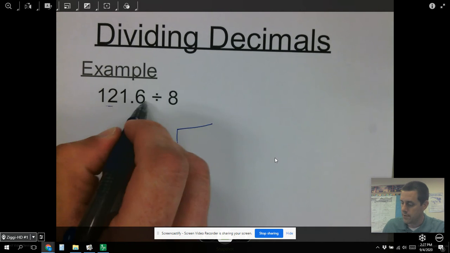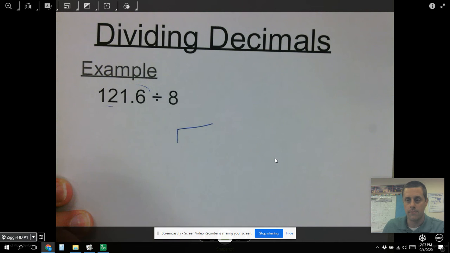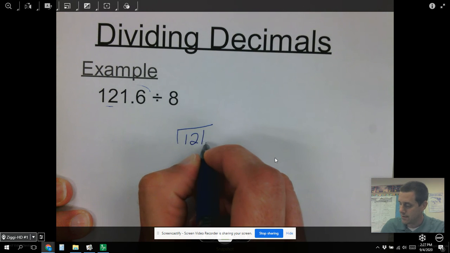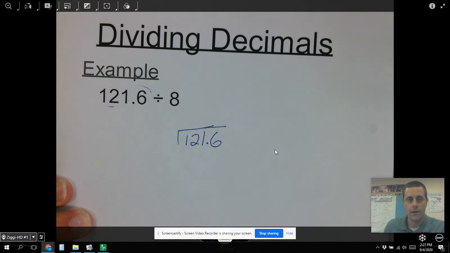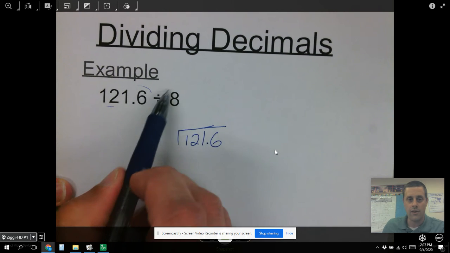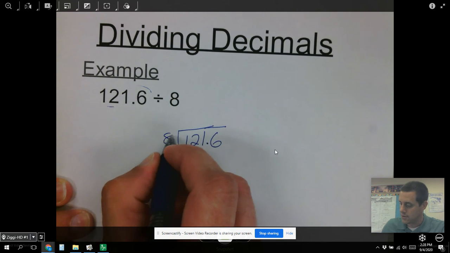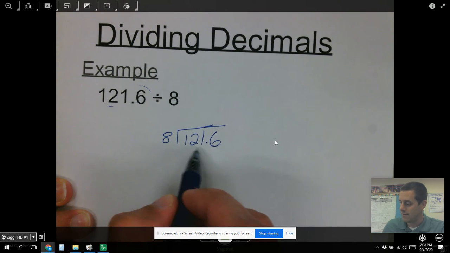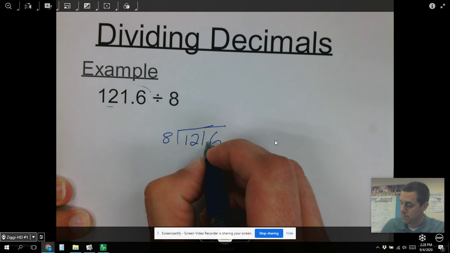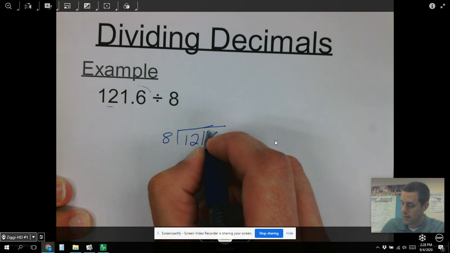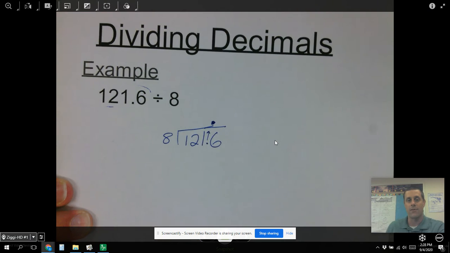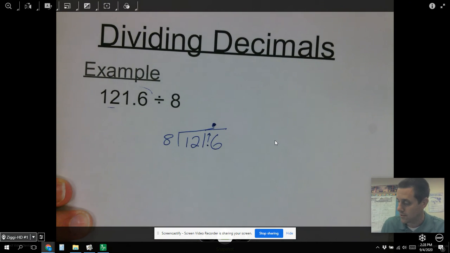The first number in my division problem is my dividend. We're going to place that inside the long division bar. And the second value, the 8, is our divisor. That's going to go on the outside. Now, before I start dividing, because I have a value that is in decimal form as a dividend, that decimal point is going to shoot straight up into my quotient. So if you want to make a decimal point up there to keep everything aligned, you know you'll have to have a decimal in your result.